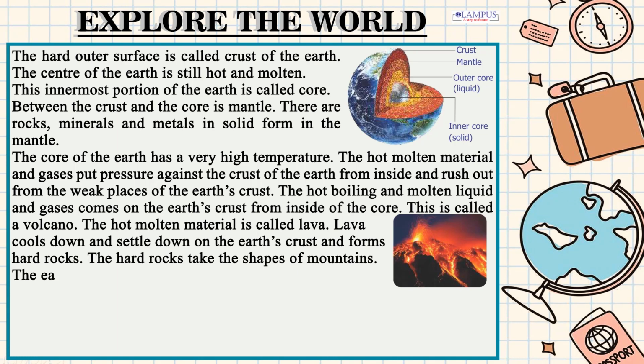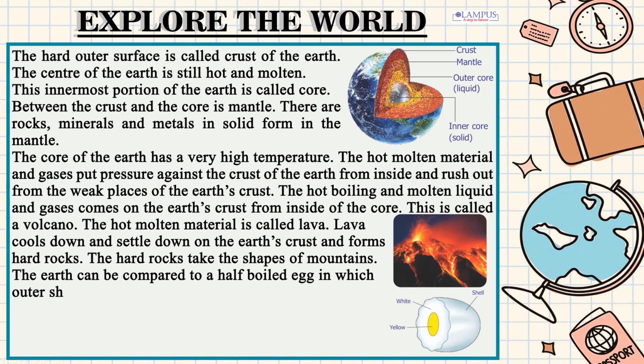The Earth can be compared to a half-boiled egg in which the outer shell is the crust, the white part is the mantle and the yellow part is the core.